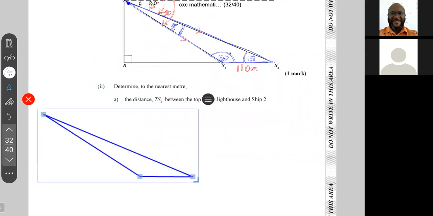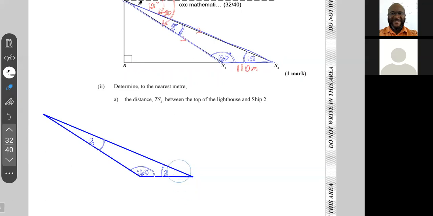This is 8 degrees. This is 20 degrees, alternate angles, and this is 160 degrees. Sorry, this is not 20, this is 12, 160 degrees. This is 12. Down here is 110, and we're asked to find this length over here. Let's call it X.